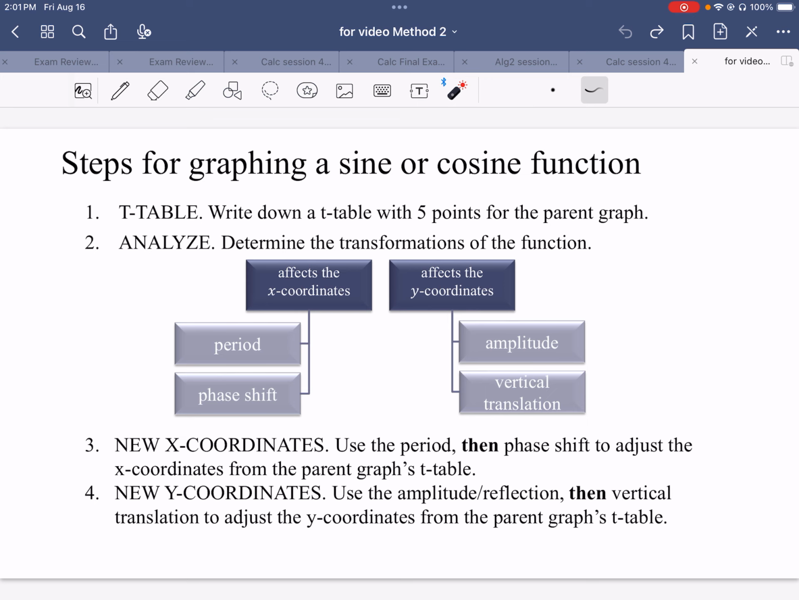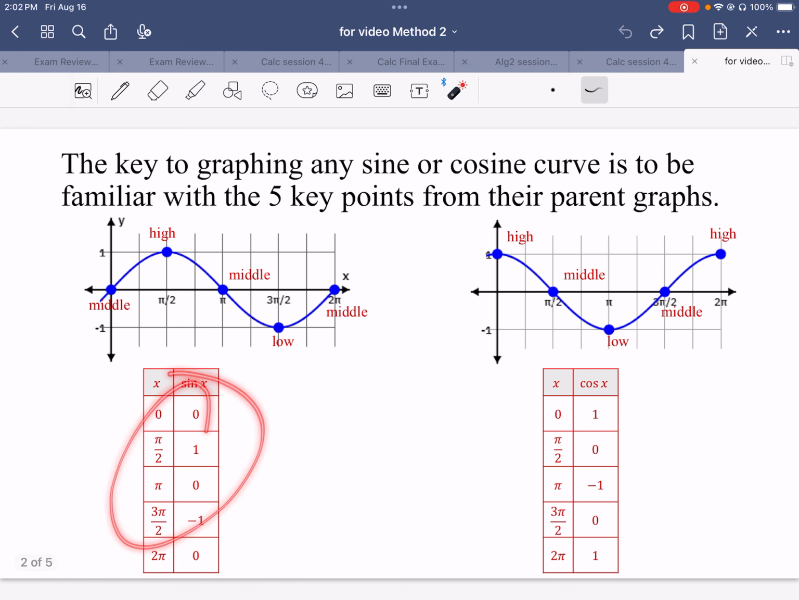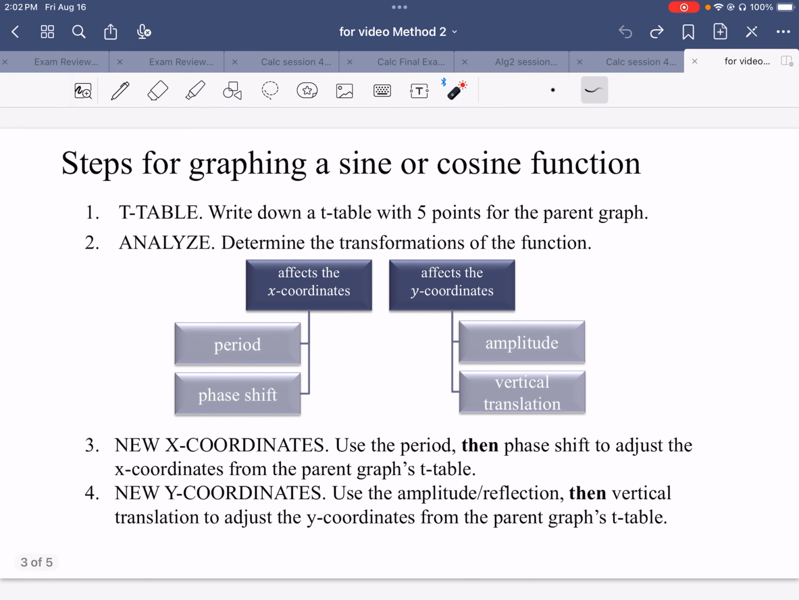So the steps that I'm going to go through are we're going to create a t-table with the 5 points for the parent graph. So it would either be these 5 key points for a sine curve or these 5 key points for a cosine curve. Then we're going to analyze the function. So we need to determine what the transformations are. So we'll do the amplitude and the period and the phase shift and the vertical translation.